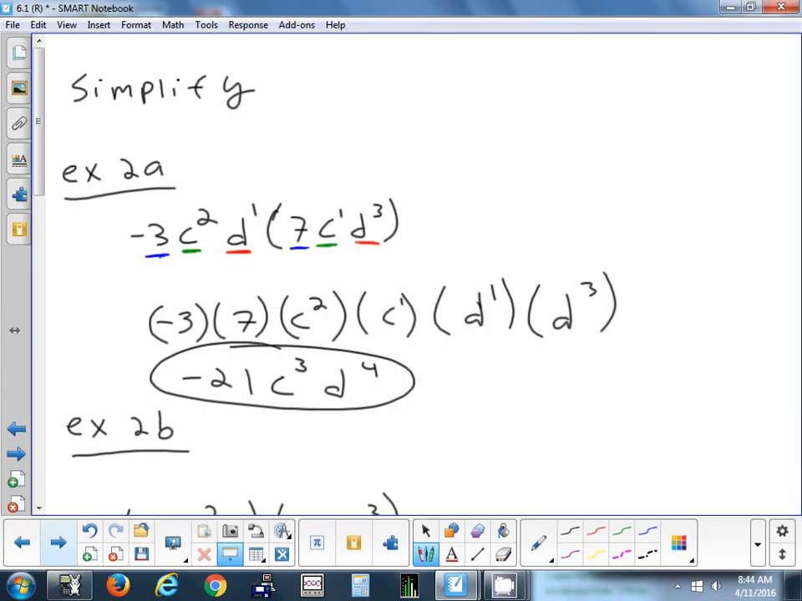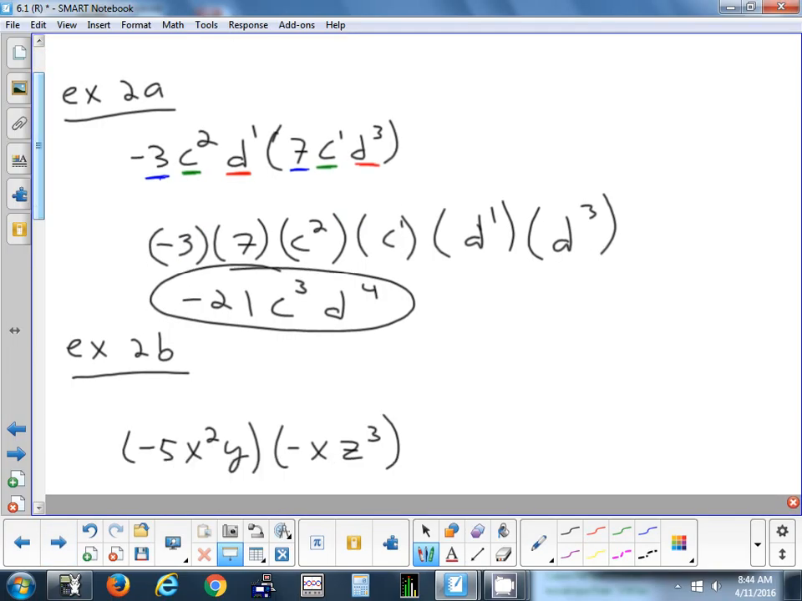So if we see a problem and we don't need to rewrite it, we can just see, oh, we're going to combine the x's, we're going to combine the y's, we're going to combine the z's. We can do that part in our head. If we need to rewrite it, we can rewrite it.